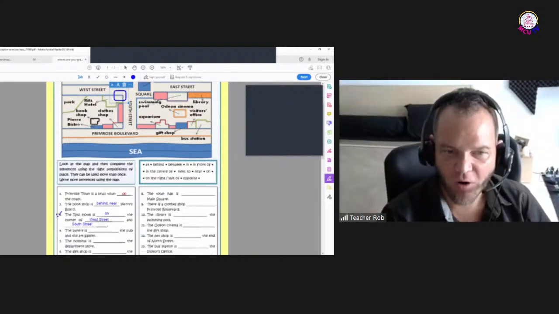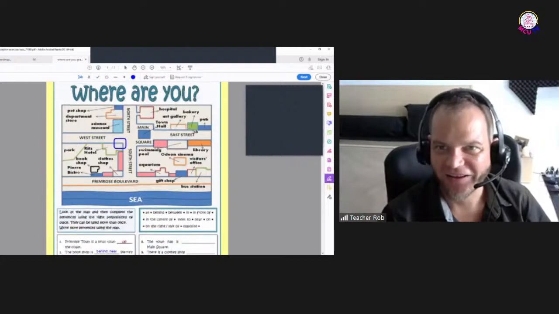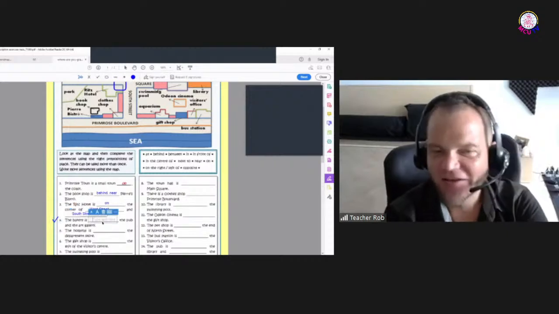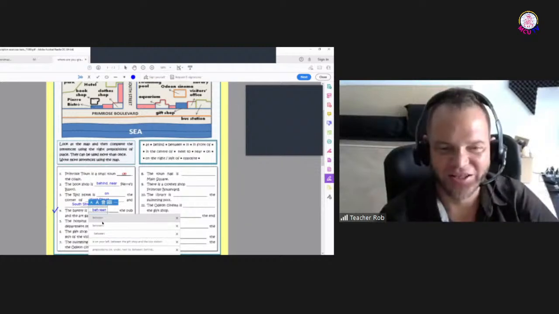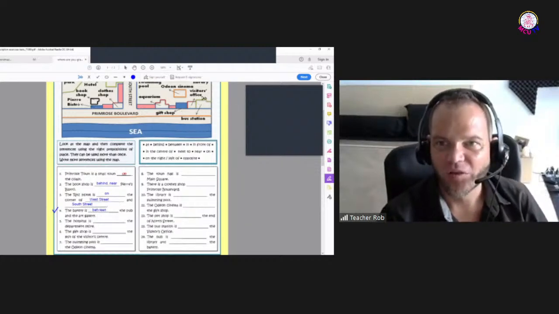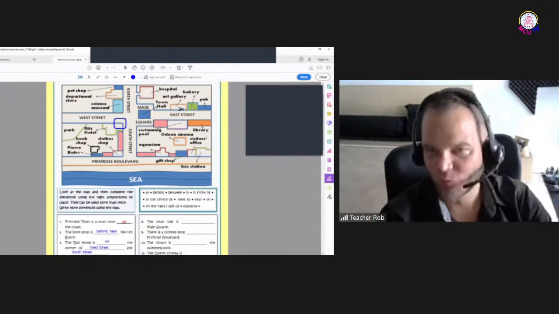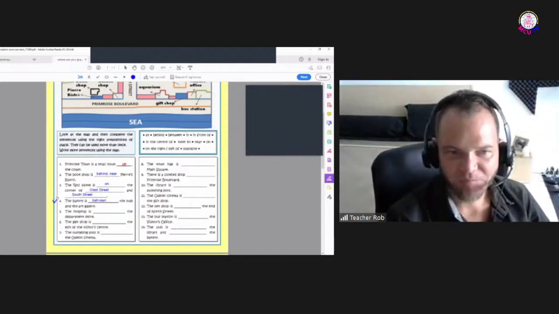Now, number 4, now we go up to the bakery. It is blank the pub and the art gallery. Between. Well done. So anytime you have 3 things, that's when you can use between. So the pub is here, art gallery is the white one, bakery is the green one, between those 2. Well done. Now here's number 5, the hospital. This is a good one. The hospital is blank the department store.